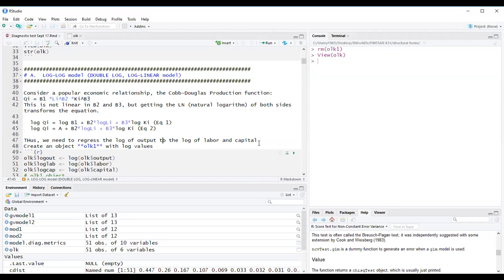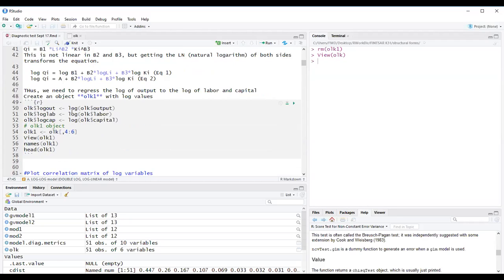Okay, so dito, guys, what I did here was I appended another object, na log out, okay, na nasa OLK. So yung nasa OLK, guys, nag-insert ako ng column, and then it's actually the log of the log output, no? So I'm going to call this log out. Ganun din kay log lab for log labor and log cap, para ma-shorten lang yung pangalan.